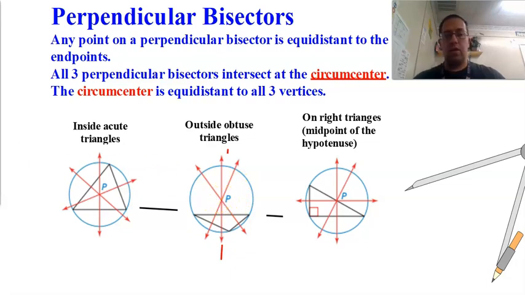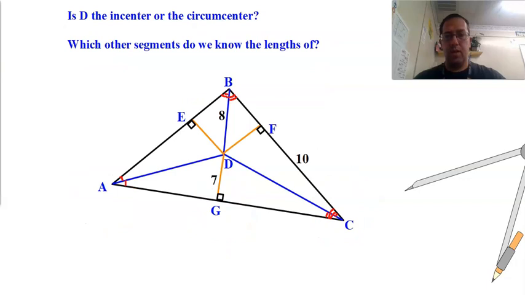All right, so we're going to look at a couple of questions really quickly. In triangle ABC, is D the incenter or the circumcenter? Well, looking at this, we've got a lot of stuff here. Notice that the angles here are congruent. These angles are congruent to each other. Those angles are congruent to each other. So we have angle bisectors here. And since it's angle bisectors, this is going to be the incenter.